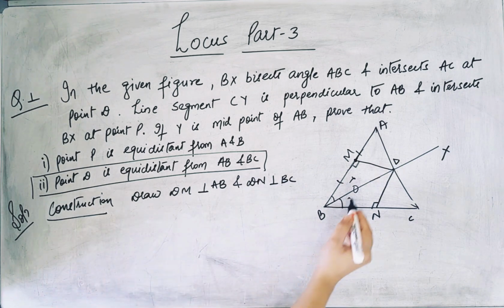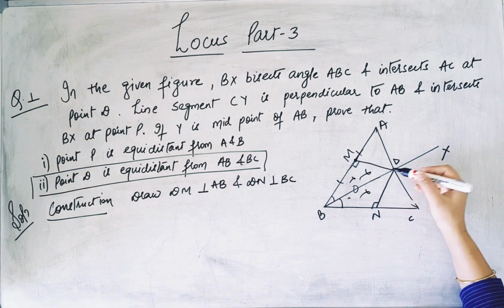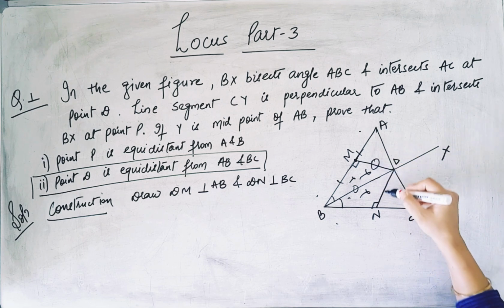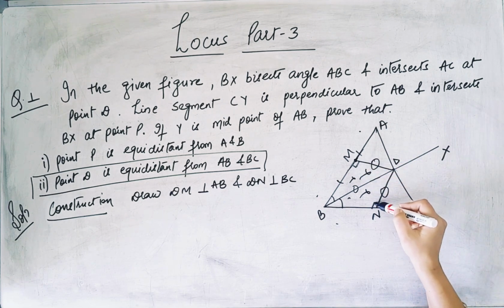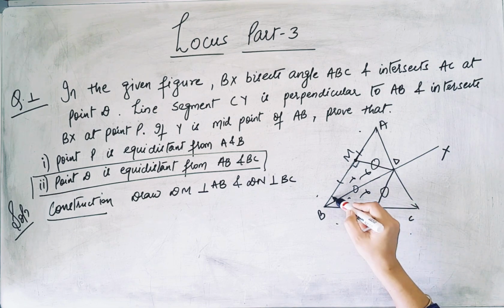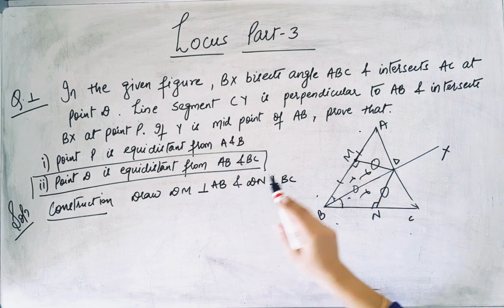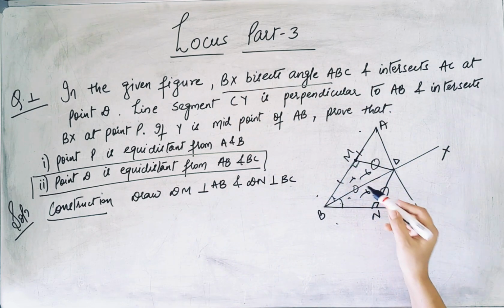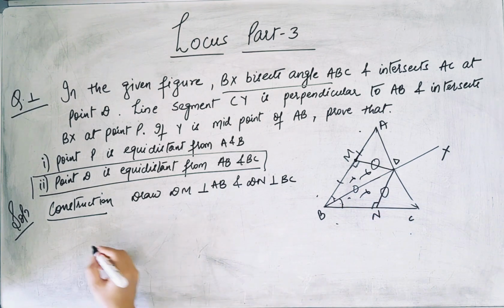Now we'll take these two triangles, because what we have to prove? D is equidistant from AB and BC. That means we have to prove DM is equal to DN. So we have three conditions. This angle is 90 degrees by construction. These both angles are equal because BX bisects the angle, that was given in the question. And this is common. So by AAS, triangles will be congruent. By CPCT, we can write DM equals DN.